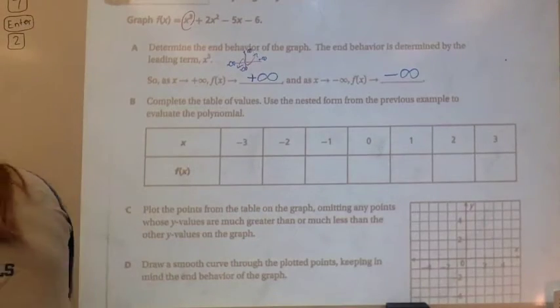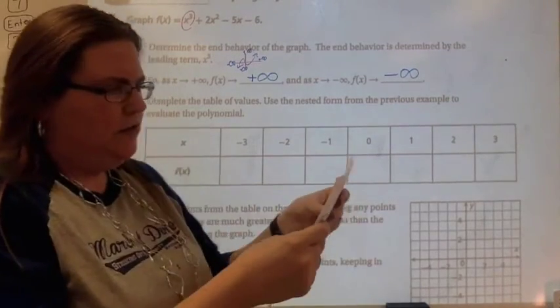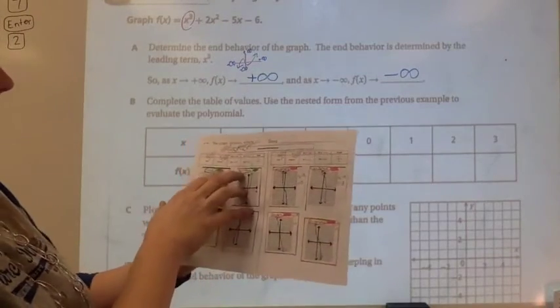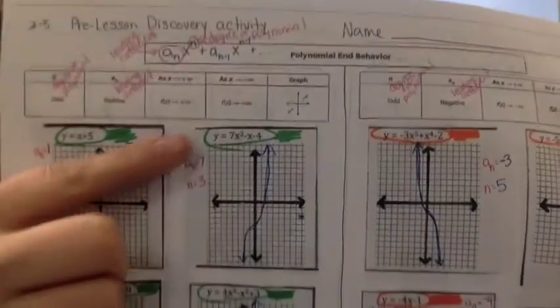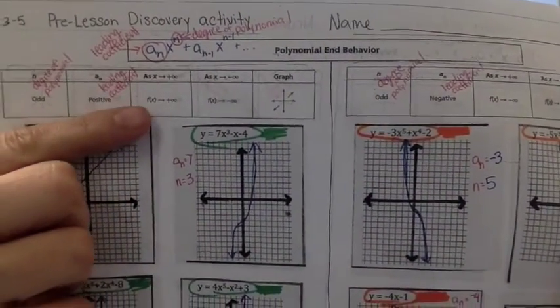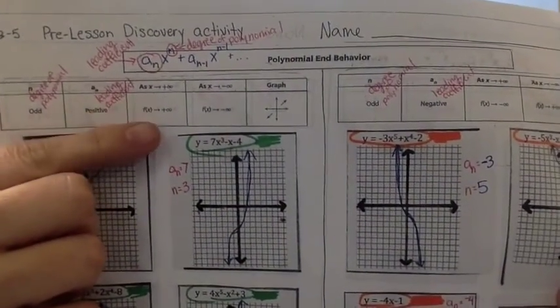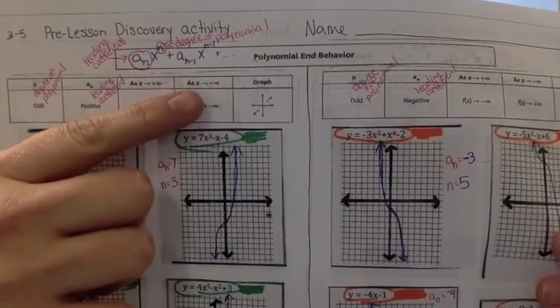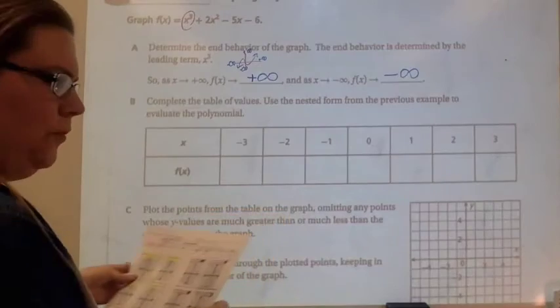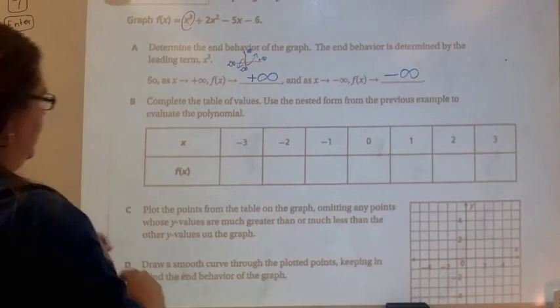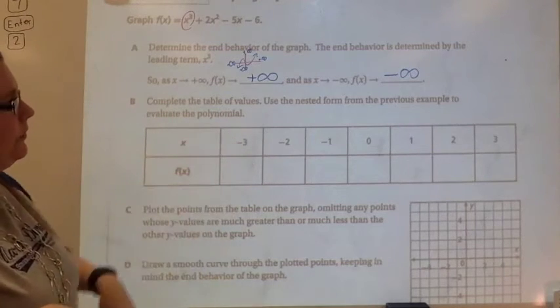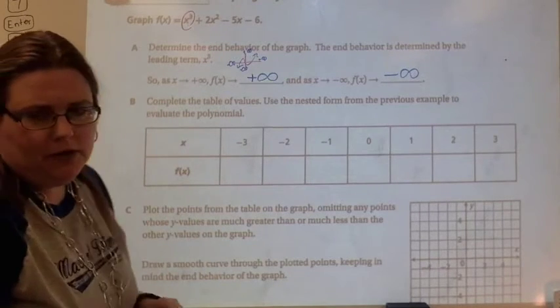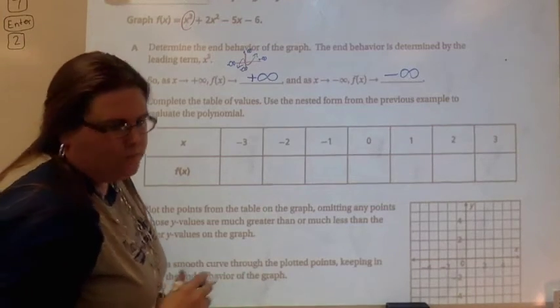You may also note that on the activity sheet that we did today, if you look at the x cubed examples that we did, this is also on there. As x goes to positive infinity, so does f of x. As x goes to negative infinity, so does f of x. And that's on there for every one of your versions here. Okay. So this says to complete the table of values, and it says to use the nested form from the previous example to evaluate the polynomial. So let's look at nested form again.